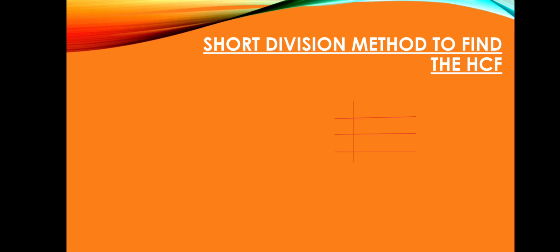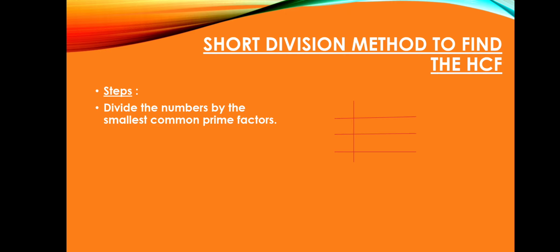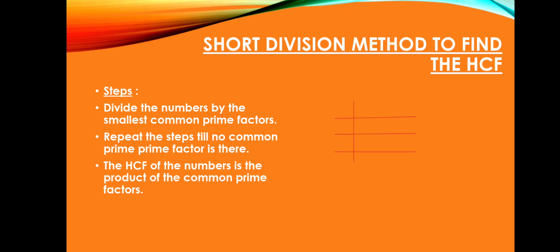Now short division method to find the HCF. The steps involved are: divide the numbers by the smallest common prime factor. Repeat the steps till no common prime factor is there. The HCF of the numbers is the product of the common prime factors. Now find the HCF of 12, 36 and 48 by this method.